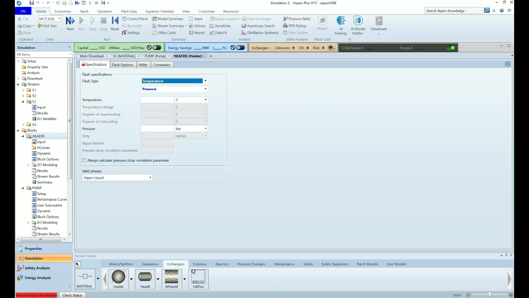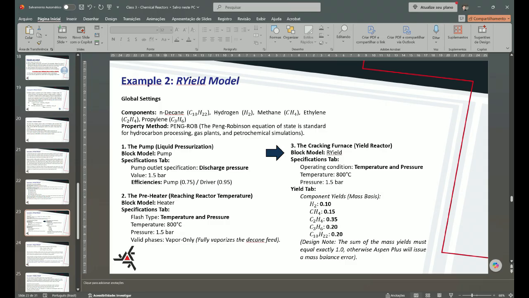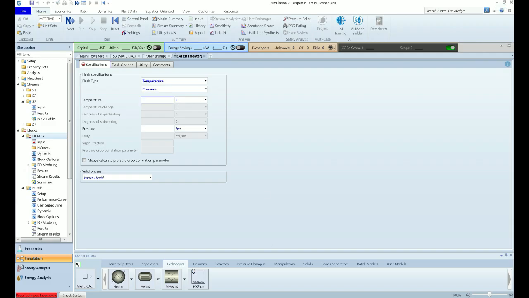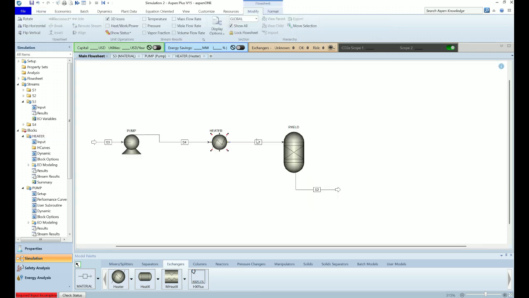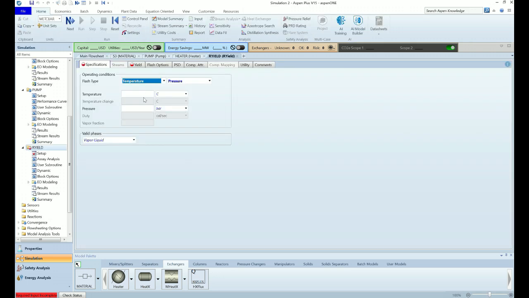For the heater, let's configure the temperature as vapor phase only, considering 800 Celsius degrees as our final temperature, at the same pressure as leaves the pump, and vapor only in this condition. Now here are the yields. Let's check and configure the conditions at the feed stream. I think 800 Celsius degrees and 1.5 bar, considering vapor phase only.